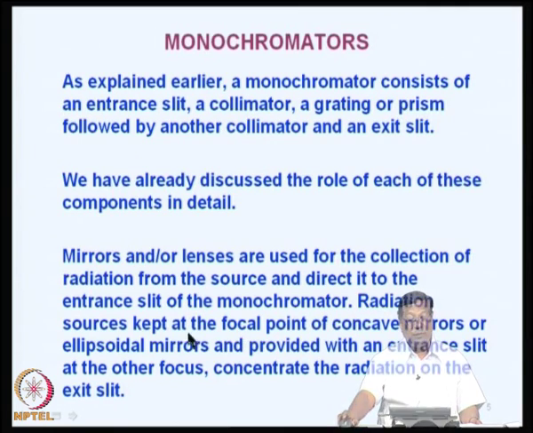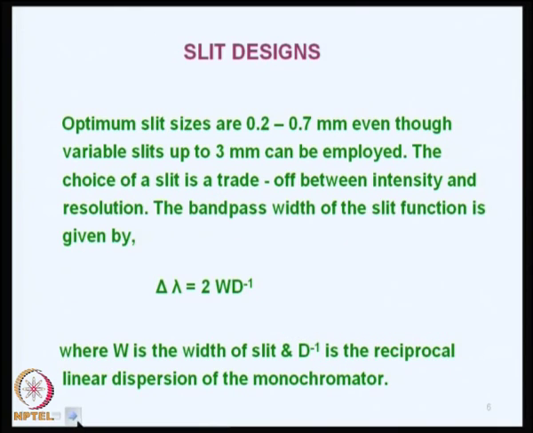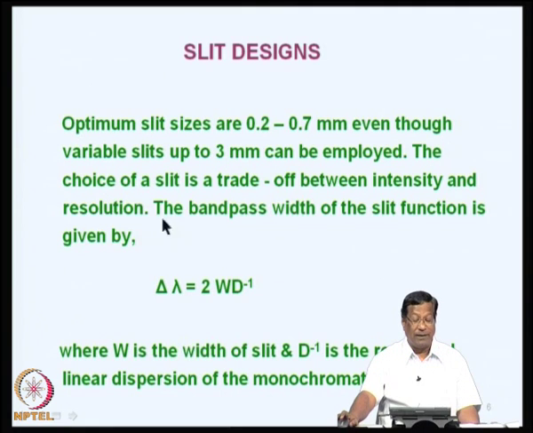So, radiation sources are kept at the focal point of concave mirrors or ellipsoidal mirrors and provided with an entrance slit at the other focus. If these are provided with an entrance slit at the other focus, they concentrate the radiation on the exit slit. This is how most of the radiation is collected, and then it has to pass through a slit.